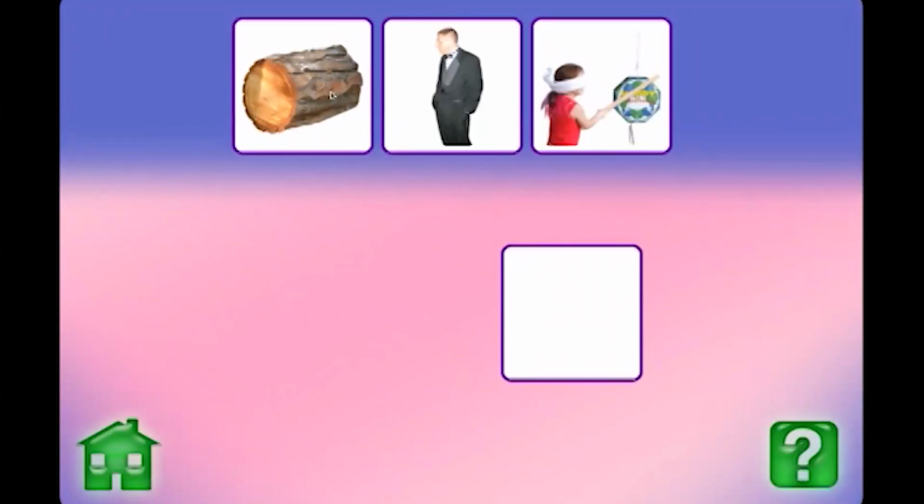So there's pictures at the top. Log. And if you click on each option, it will tell you what it is. In this empty space, that is where you want to click to find out what letter you're looking for.